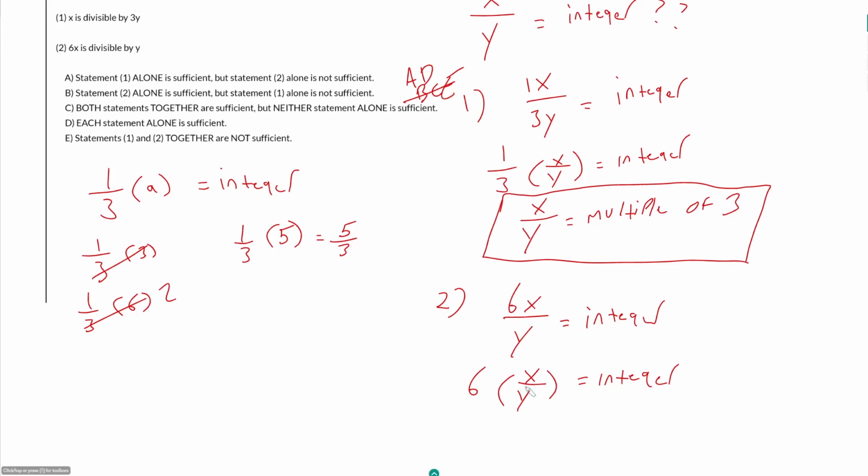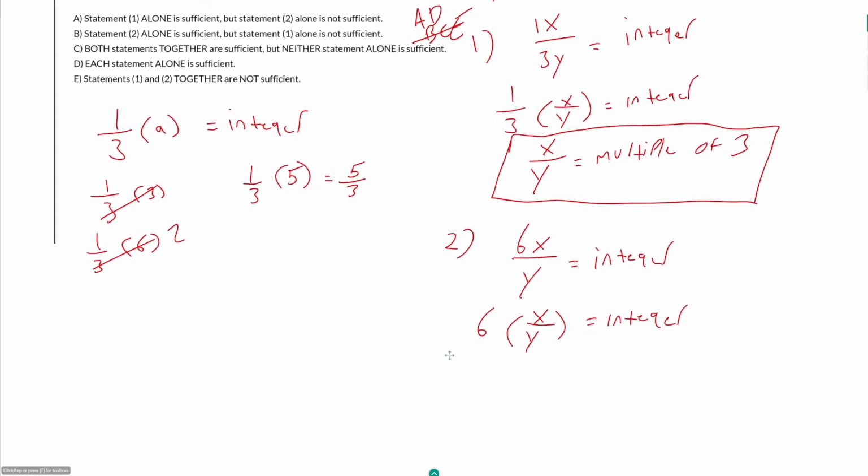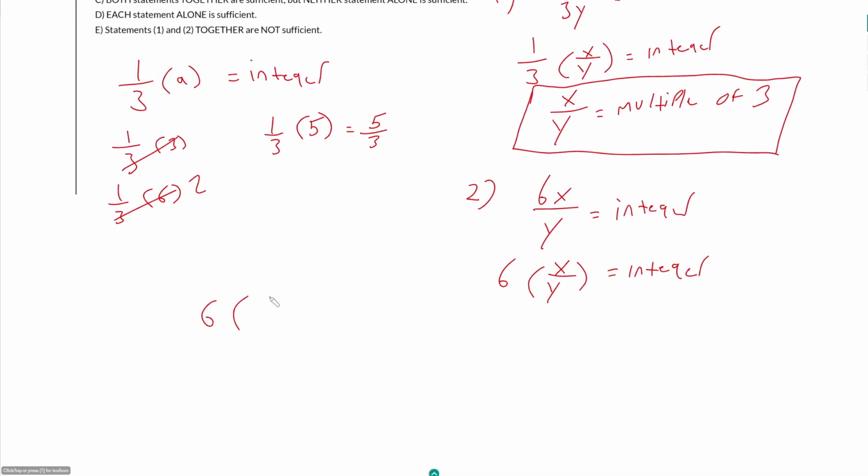Just because x over y could be any integer, what we want to know is, does x over y have to be an integer? Once you determine x over y can be any integer, what you should be saying after that is, well, could it also be a non-integer? And it definitely can. x over y can be any fraction, as long as the denominator cancels out with this 6. So 6 times 1/2, for example, would work. 6 times 1/3 would work. Anything with a denominator involving a 6 would work.